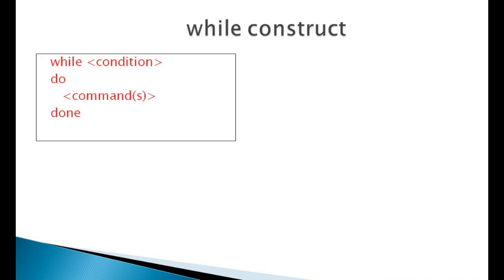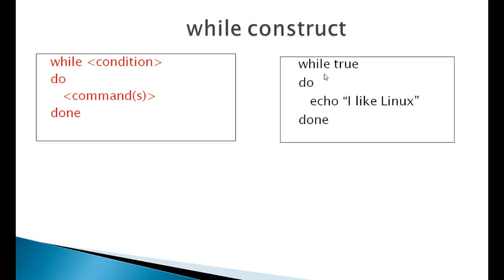We'll just see the while construct. This is the syntax: while, condition, do, commands, done. So this set of commands will be repeatedly executed as long as the condition is true. Or in other words, while the condition is true, the statements will be executed. Here you can see while true, do echo I like Linux, done. So this condition is always true. So this will be repeatedly executed. So you will be getting an infinite loop.